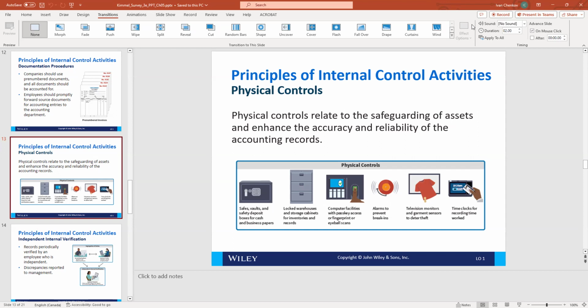Also, we have to safeguard those things. How are we going to save? Well, for the cash, make sure it's in a safety deposit box or in the safety vault, or anything that you want to do. If you have records, put them in the locker, storage cabinets, anything like that. They need to be protected. If you have the computer, then put the codes.